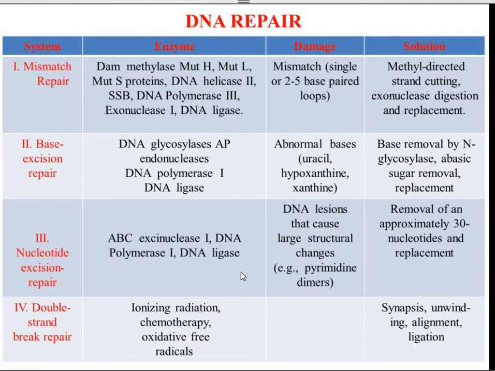Okay. Then another damage which can occur is breaking of both the DNA strands. Both the strands of the replicated DNA will break off. So that is called a double strand break. Now, double strand break is usually because of ionizing radiations, chemotherapy, oxidative free radicals, etc. This is a very unique mechanism which involves a number of steps. Each of these steps I will be dealing with shortly. Okay?